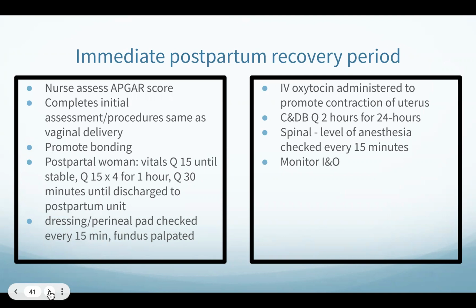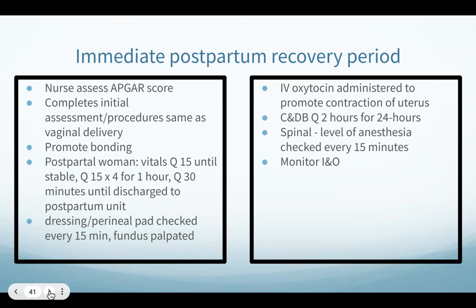But you're going to do frequent vitals, Q15 until stable, and then Q15 times 4 for 1 hour, Q30 until discharge to the postpartum unit. You're going to be looking for signs of infection, so you're going to be checking the dressing of the C-section. You're going to be palpating the fundus, and again, that's going to be a little trickier. We demonstrated that in SIM, so for those who didn't have SIM yet, you will see how to palpate the fundus.